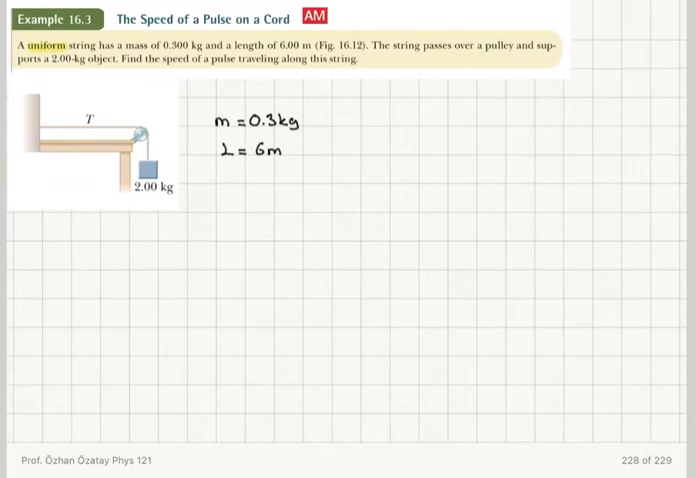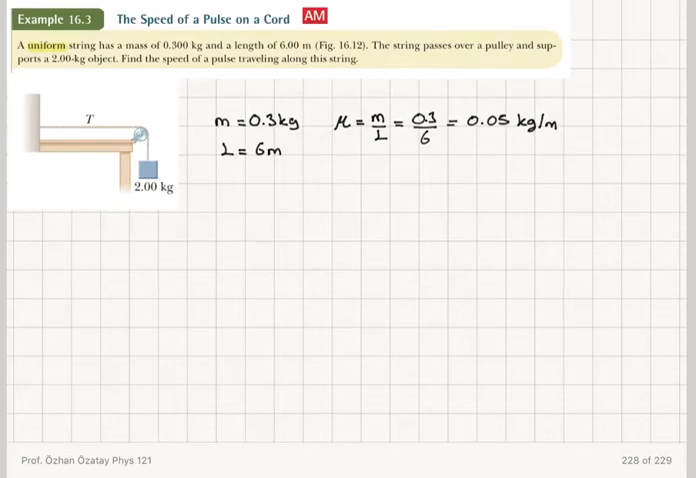So I can find the mass per unit length because it's uniform. There is only a constant mass per unit length. M divided by L will be equal to 0.3 divided by 6, 0.05 kilograms per meter. The string passes over a pulley and supports a 2 kilogram object.